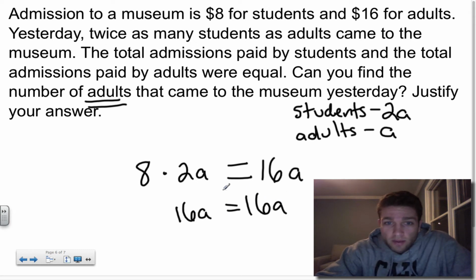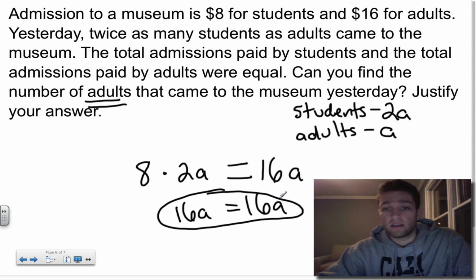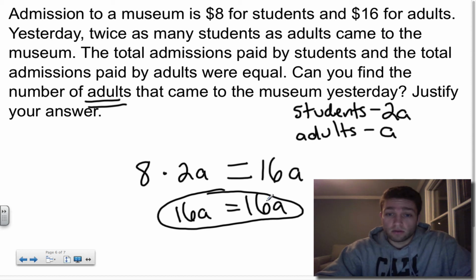16A. Well, without even going any further, I see I've got 16A equals 16A. I've got the same thing on both sides of the equation. So no matter what I plug in for adults, here and here, it's going to be equal. So let's look at the question and see if we can make an answer that makes sense. Can you find the number of adults that came to the museum yesterday? We actually can't find the number of adults that came to the museum yesterday. We can't find this out because no matter what you plug in for adults, it's always going to work.